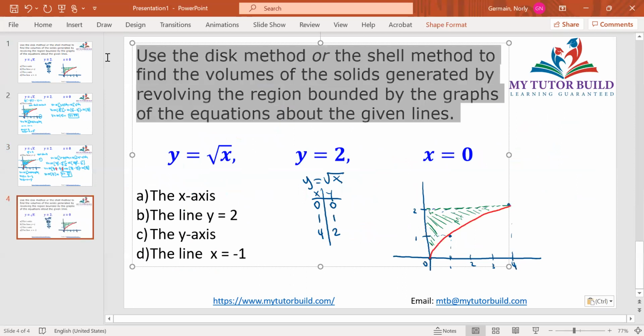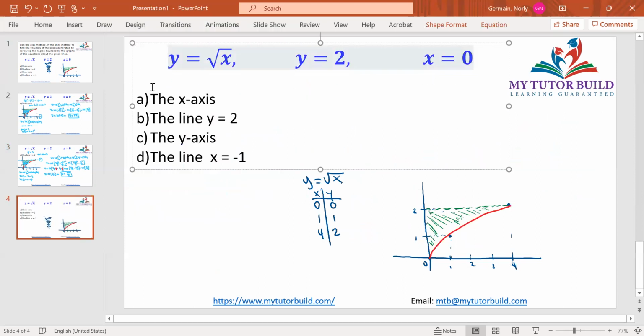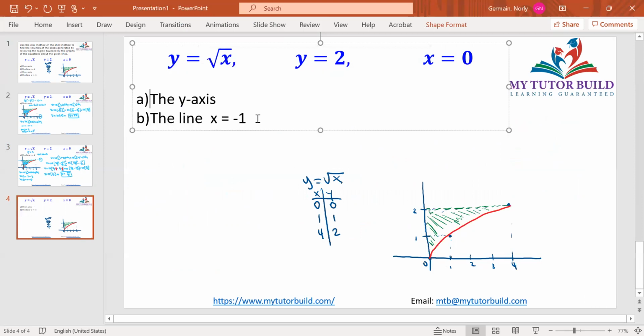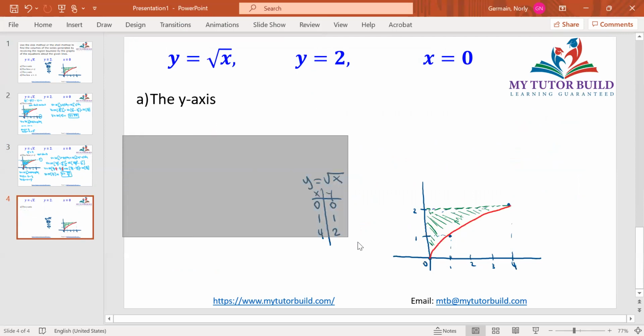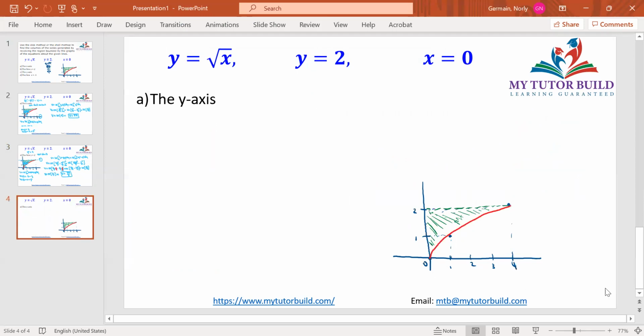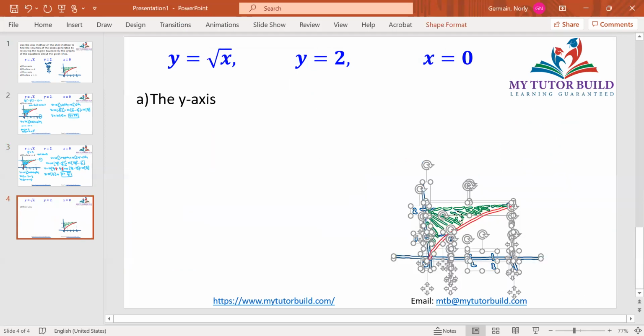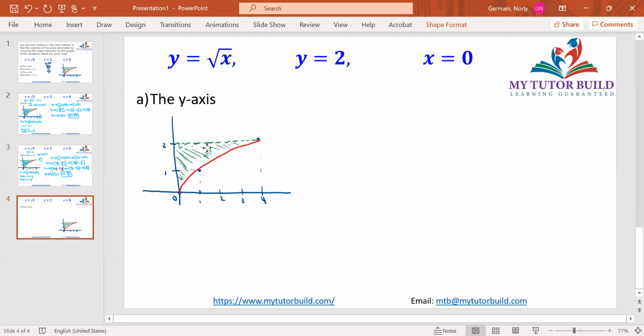So if I remove everything here, I would do it with respect to y. Let's do it with respect to y. And we have the same graph. We're going to just keep the graph so we don't need to redo it. So now they tell us to integrate with respect to y. Well, the y-axis. So it's revolve around the y-axis.